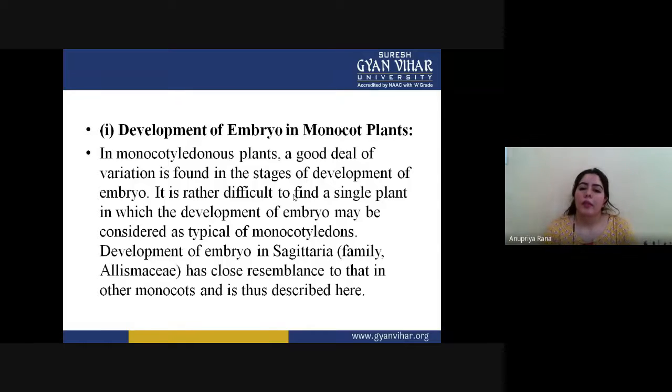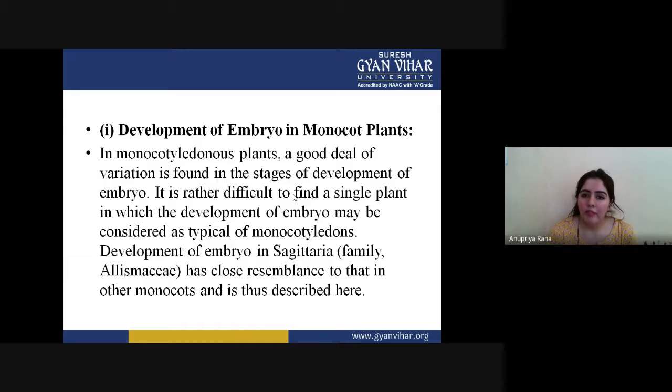Now the very first developmental phase of the embryo in the monocot plant: how is this embryo going to develop inside the monocotyledon plant? In monocotyledon plants, a good deal of variation is found in the stages of development of the embryo. There are so many differences and changes that can happen inside the development of the embryo. Now we have to see what kind of differences can be seen in monocotyledon embryo development. It is rather difficult to find a single plant in which the development of the embryo may be considered typical of monocotyledons.